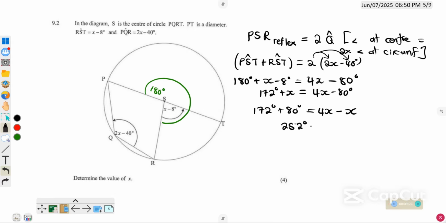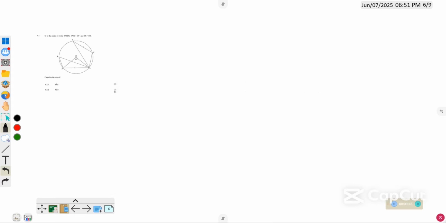So this is 252 degrees, which equals 3x. Divide this side by 3, divide that side by 3. Hence x equals 252 divided by 3, which is 84 degrees. So the angle x equals 84 degrees. Okay, let's move on. Then we have this one.